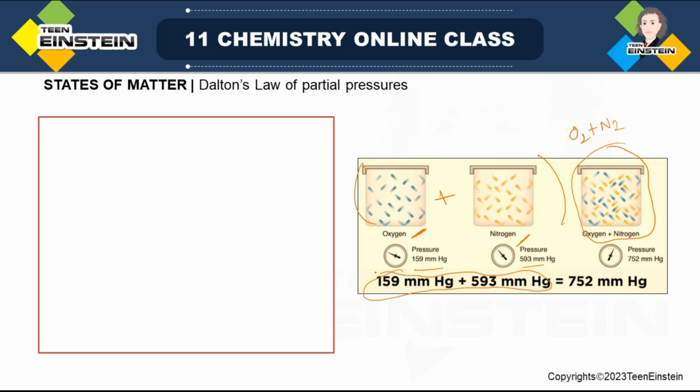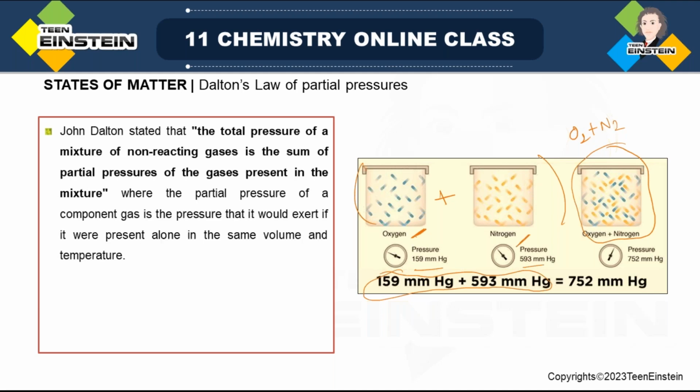Fine. So let's see what it says. The law is: the total pressure of a mixture of non-reacting gases. Now this condition is very important. Suppose you are mixing 2 or 3 gases or 4 gases, and they have the capacity to react with each other.